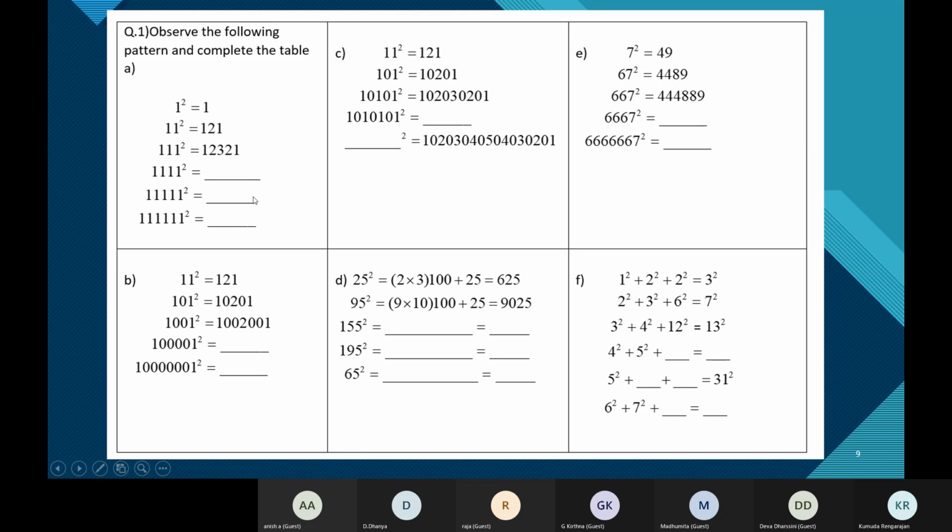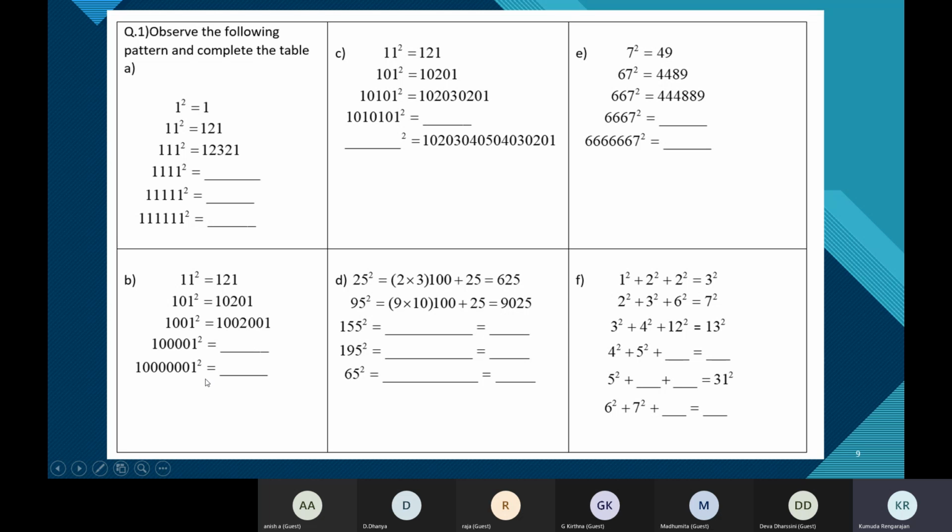Next one. What about the next one, children? 1, 2, 3, 4, 5, 4, 3, 2, 1. Similarly, the last one. 1, 2, 3, 4, 5, 6, 5, 4, 3, 2, 1. Exactly. Very good. Look at the next one, children.